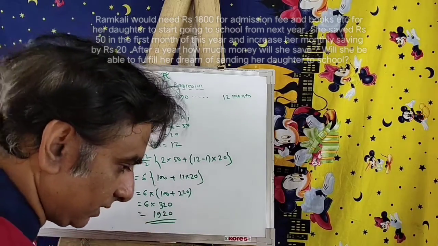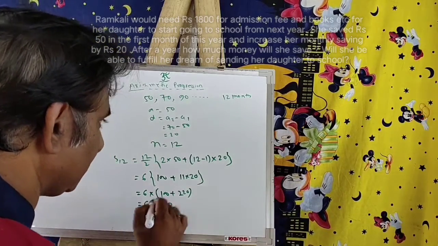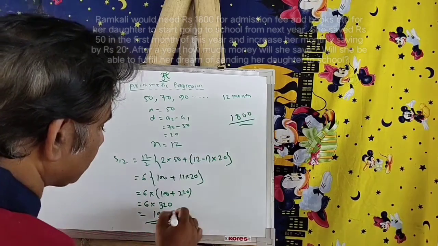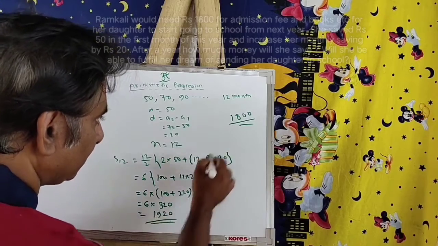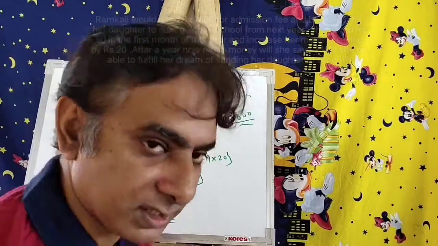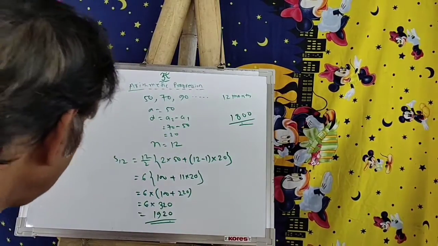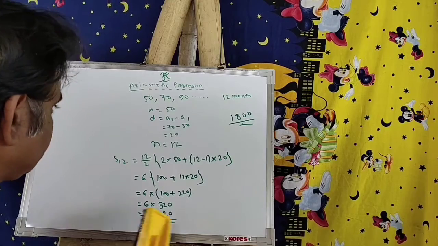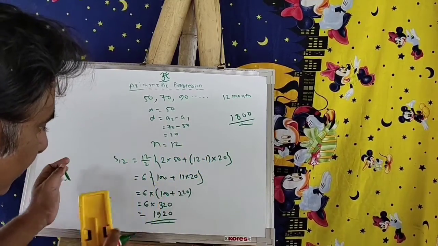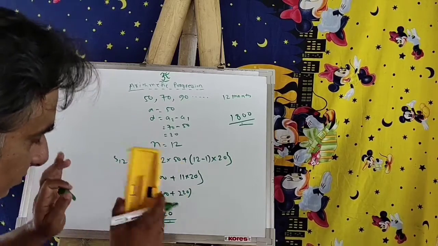So how much money would she save? She would save 1920. What was her requirement? Her requirement was 1800. So she would save more money than her requirement. So definitely she would be able to send her daughter to school. Understood? Got my point? Very good. In this kind of problem, try to make a series. After that you find the summation or whatever.